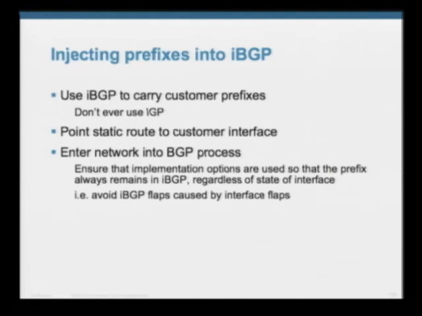So don't set things up so that the static route will disappear if the interface goes down. Make the static route permanent. And then even if the interface goes down, it's still there. So the entry is still in IBGP and you get a stable network.